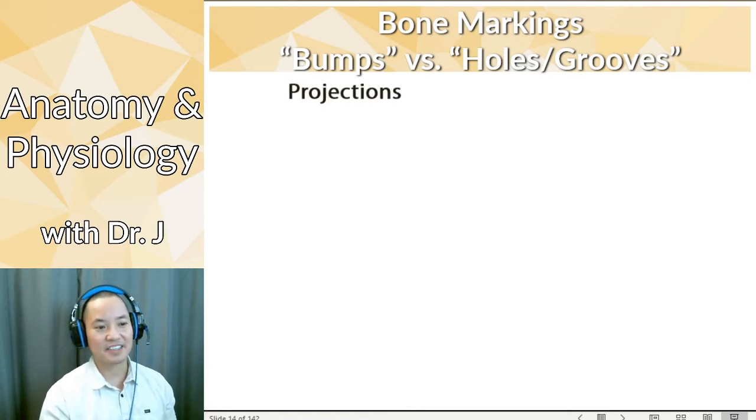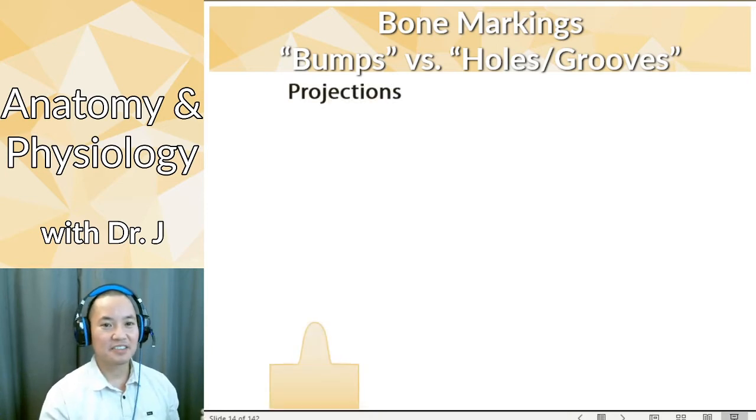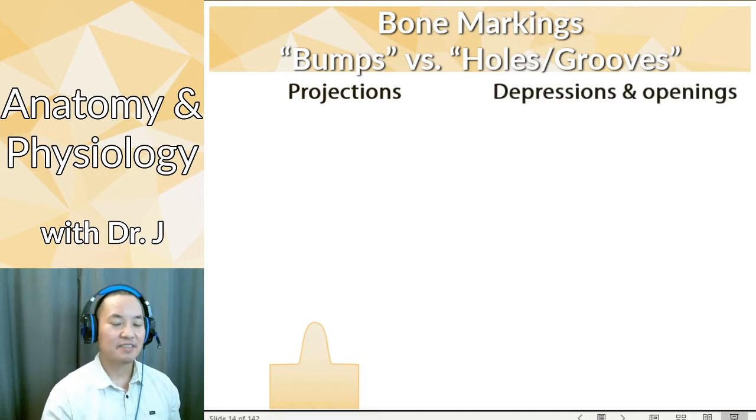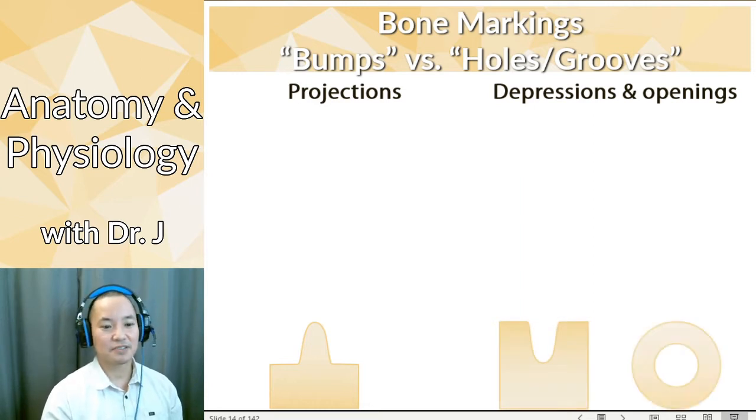So by projections, these are things that poke out. That's what I mean by a bump. And then you have things that are depressions. There's something that's sunk in or opening. Sometimes they might be a hole or there might be a little furrow in something. So that's why I talk about bumps versus holes and grooves. Now, why do I group them into these categories?